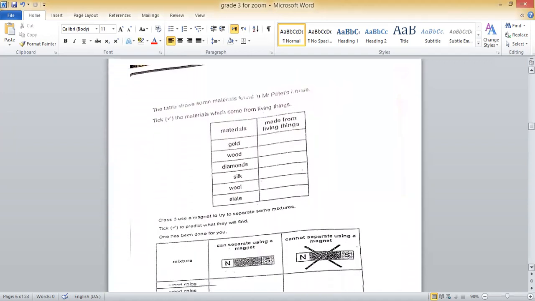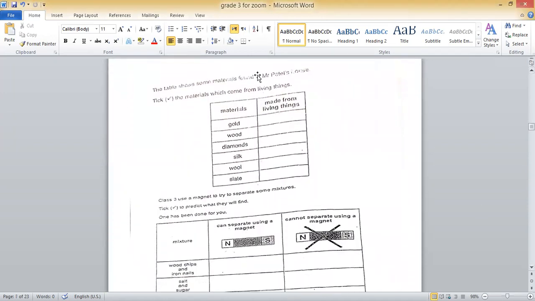The table shows some materials found in Mr. Pattle's house. Tick the materials which come from living things. Gold is a type of metal which comes from under the ground. Wood comes from trees, so it is made from living things.